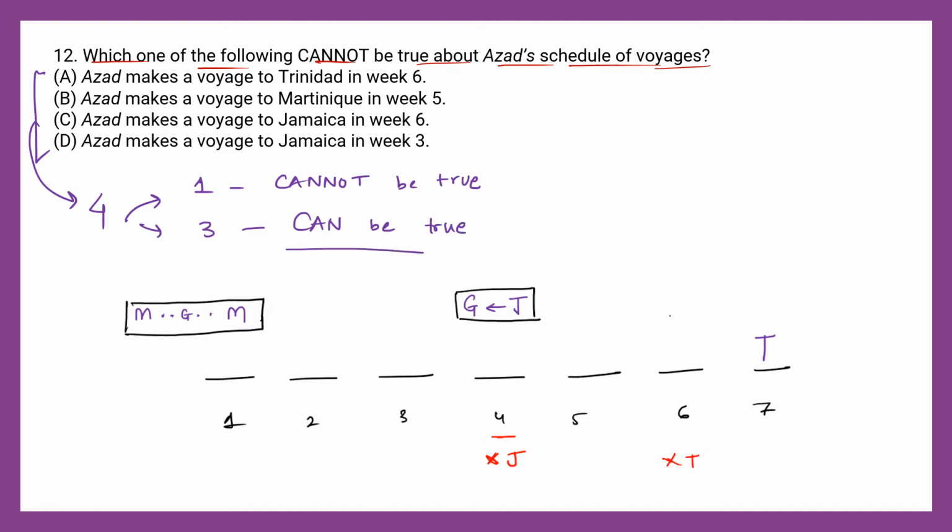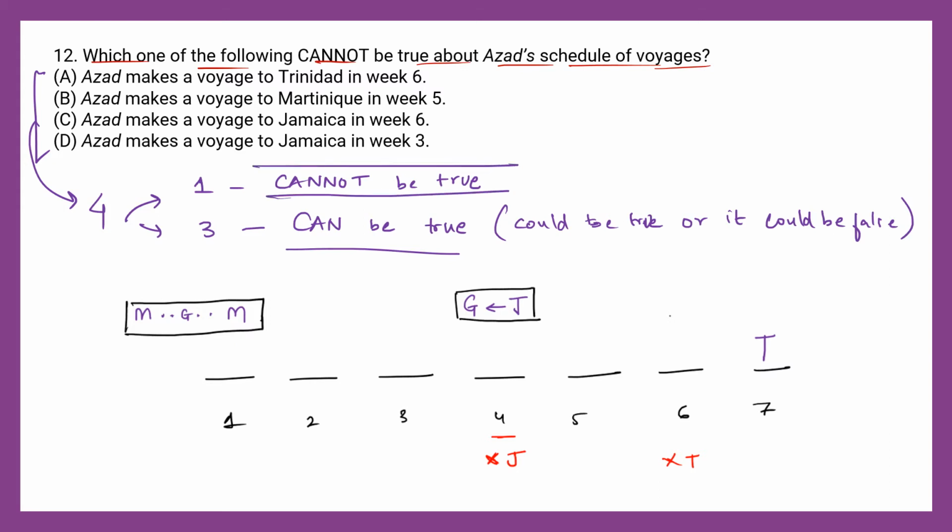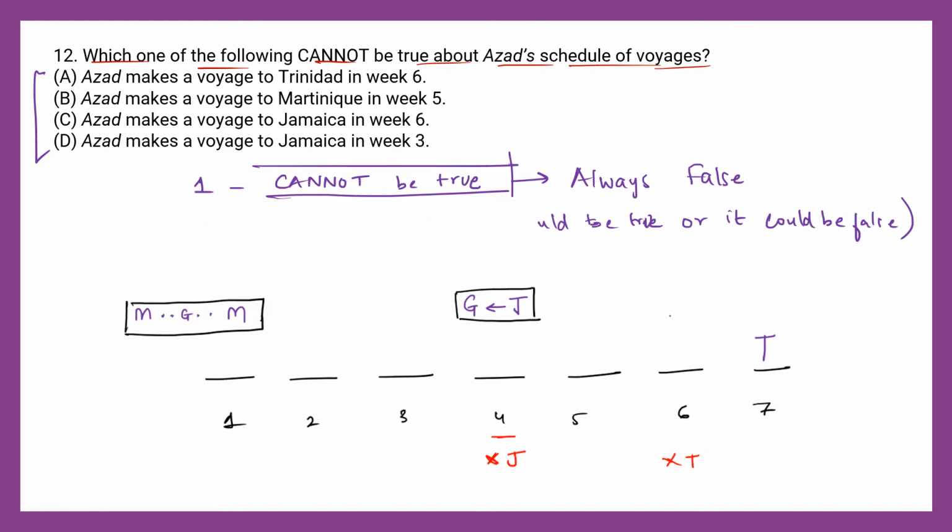Now, what is the meaning of something can be true? It means it could be true or could be false, okay? So this could be true, or it could be false, okay? That's what it means. But one of these cannot be true, which means that it is always false, okay? Now let's look at the options one by one and see which one of these is always false, okay?